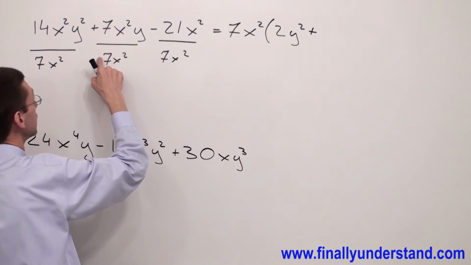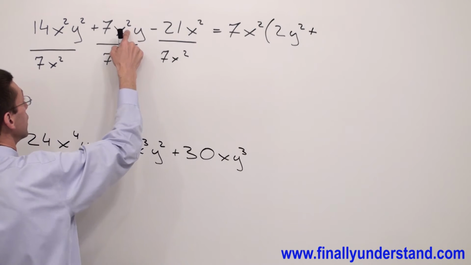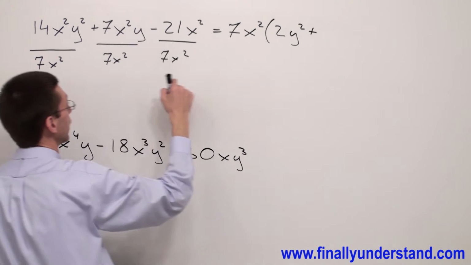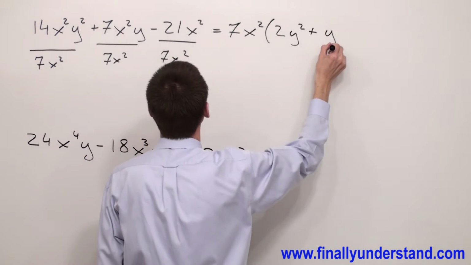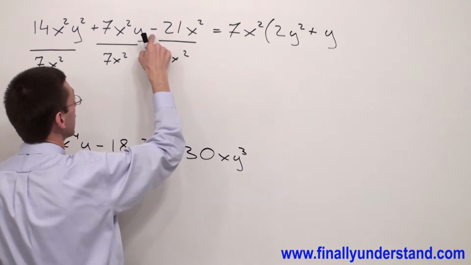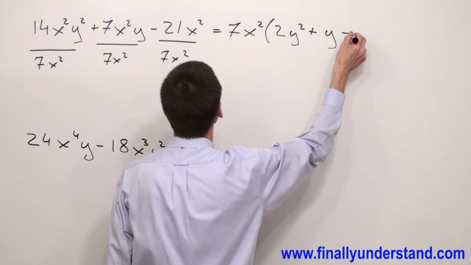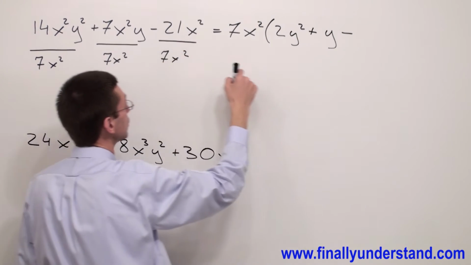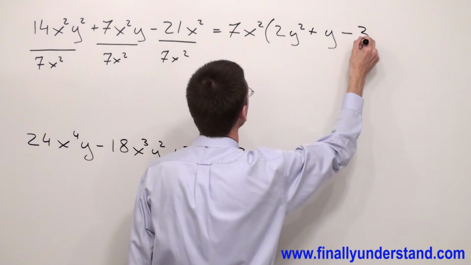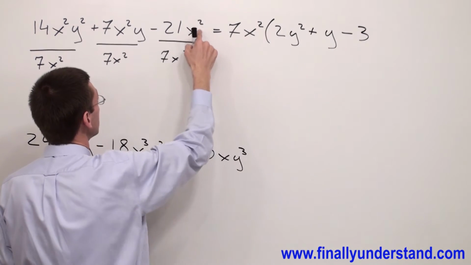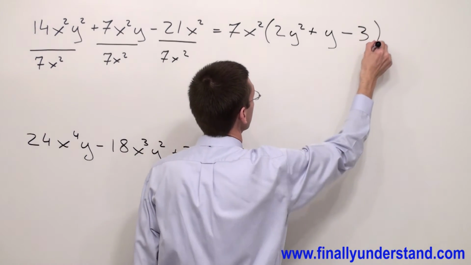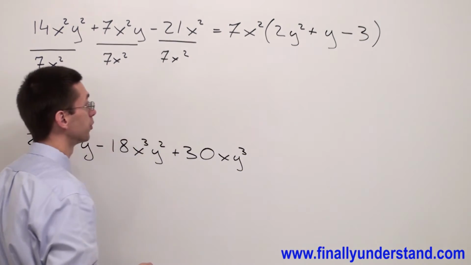7 divided by 7 is 1. X squared divided by x squared is 1. I have to copy y. Copy the sign. 21 divided by 7 is 3. X squared divided by x squared is 1. I don't write it. This is the solution to my problem.